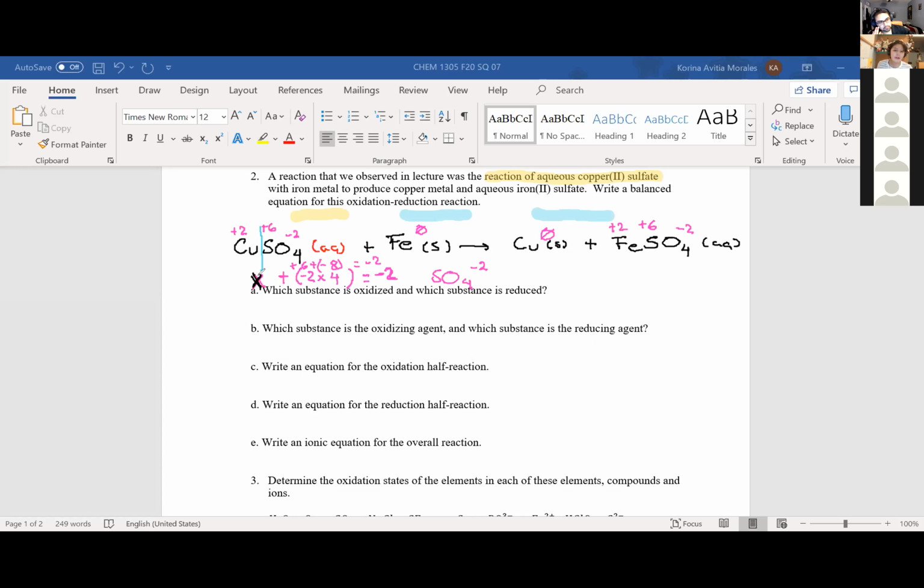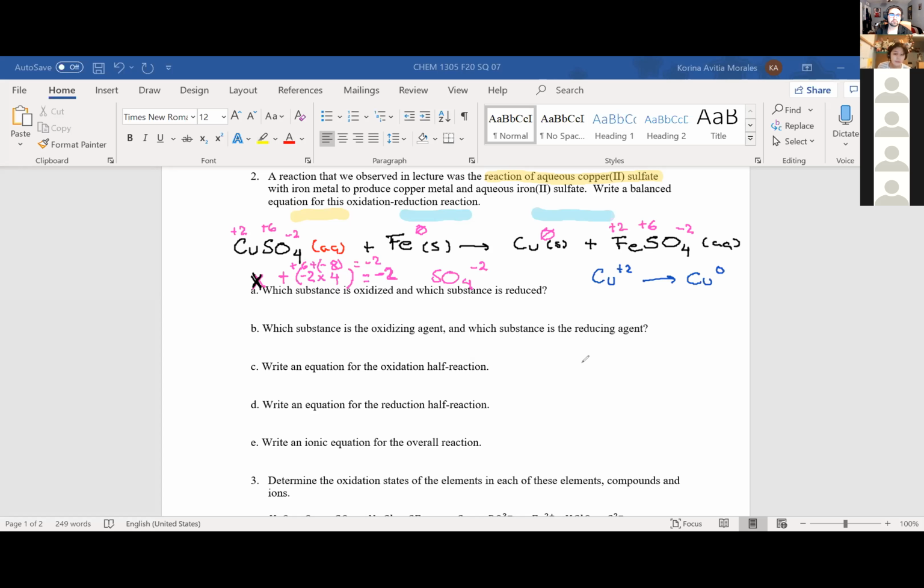You guys can solve for it too, but you will notice that there's not really a change with sulfur here. But we do notice a change with some other compounds, right? So which ones are changing their oxidation states? Copper, right? What's it changing from? From +2 to 0.